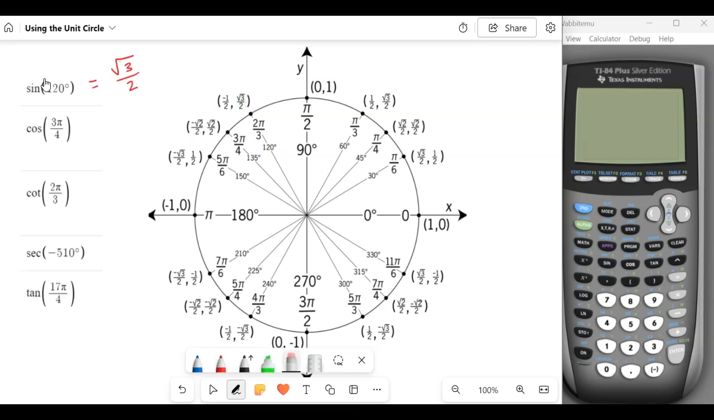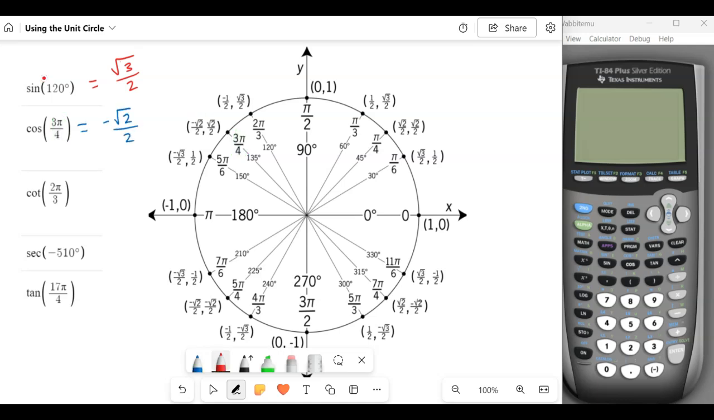All right, cosine. Cosine is the x-coordinate on the unit circle. So when I'm looking for cosine, I find the angle measure. Now it's in radians, so there's 3 pi over 4. And now I'm looking for the x-coordinate. So there's the x-coordinate, negative square root of 2 over 2.